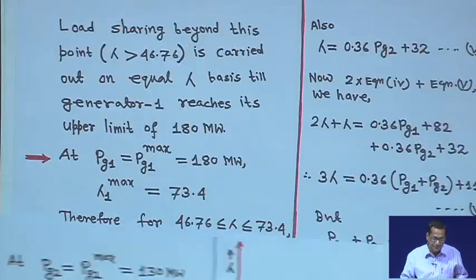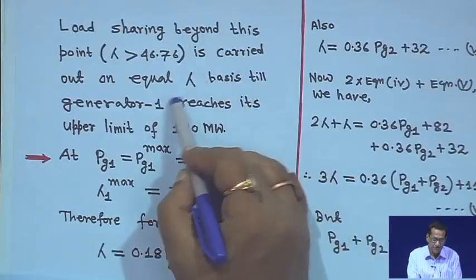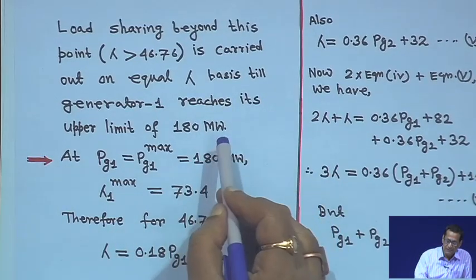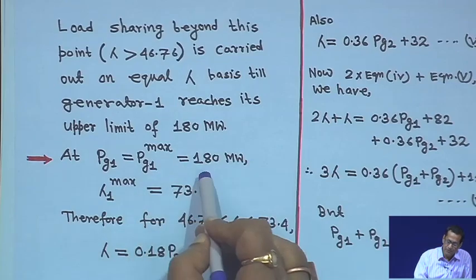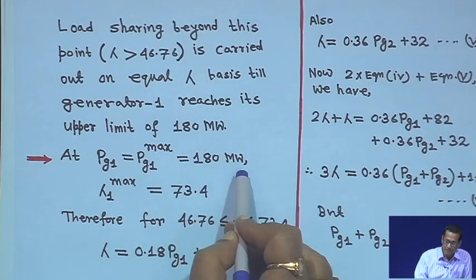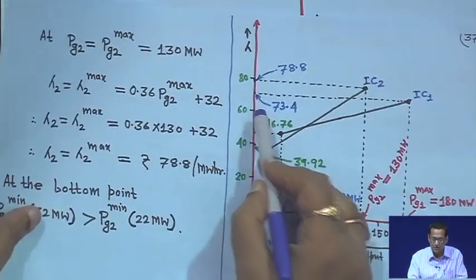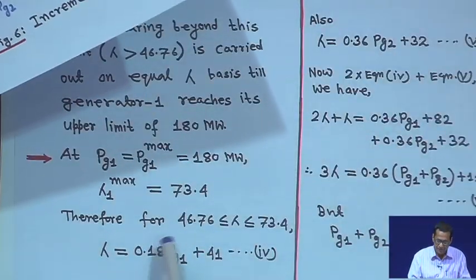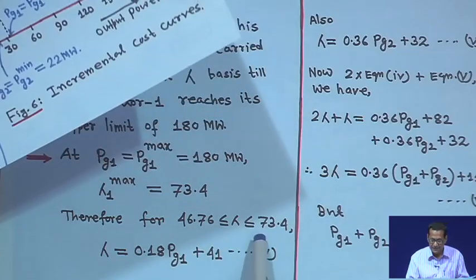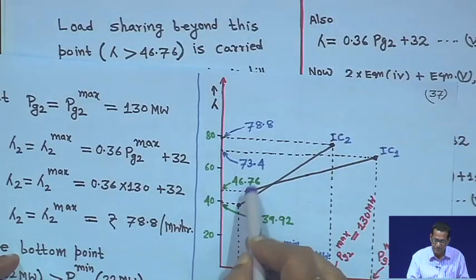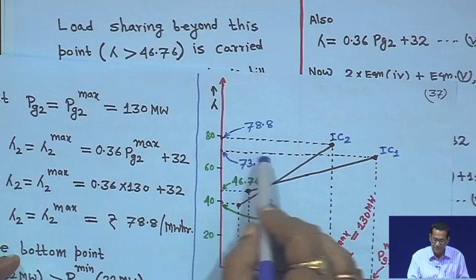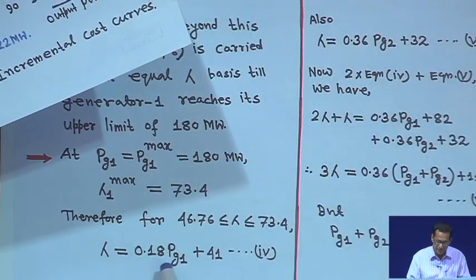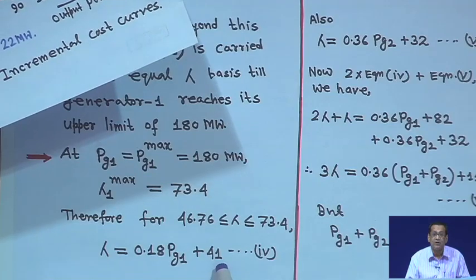So, you have to carry out on an equal lambda basis, as we have seen. Generator 1 reaches its maximum of 180 megawatt, that means Pg1 is equal to Pg1 max, that is 180 megawatt. At that time, lambda 1 max we computed as 73.4. Therefore, lambda lies in between 46.76 and 73.4. So, lambda is equal to 0.1 Pg1 plus 41.